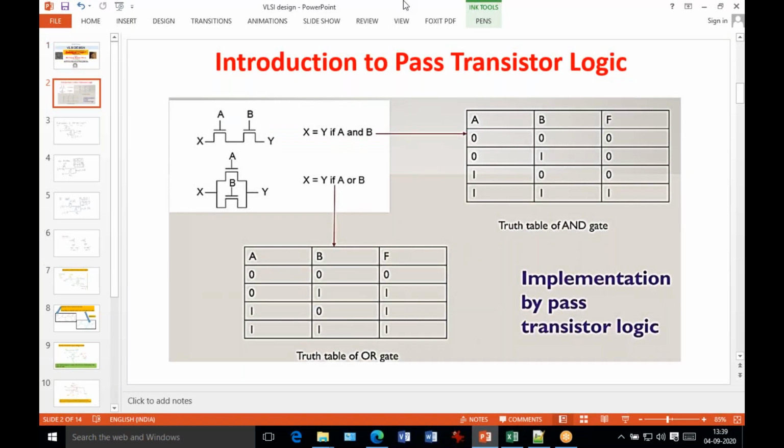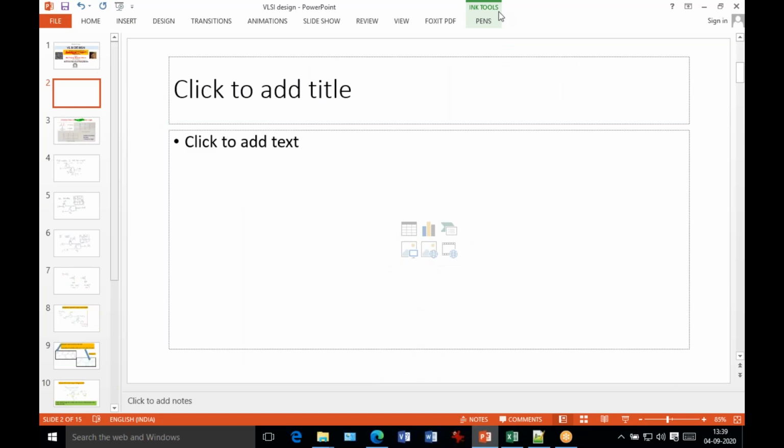So now we go for the technology. This is the pass transistor technology. First, you understand that already you learned some technology like the CMOS inverter. So in the CMOS inverter, let me just give an overview.